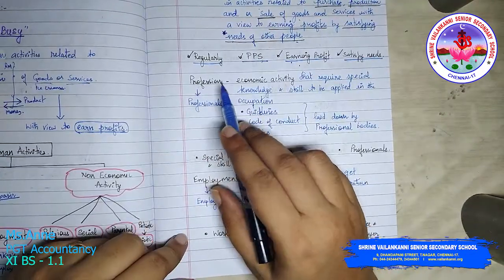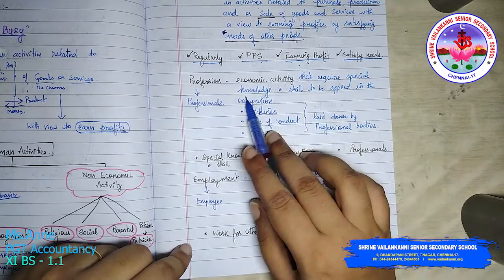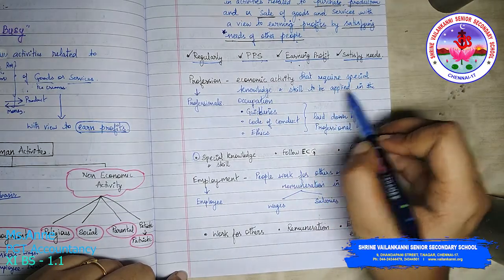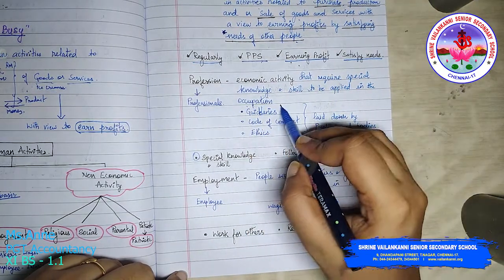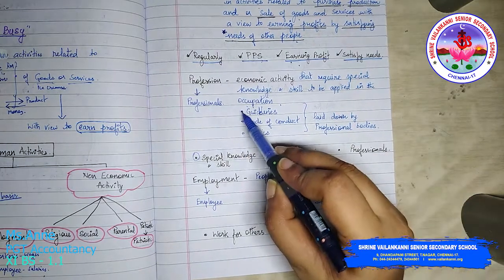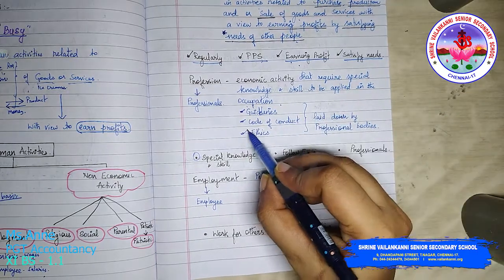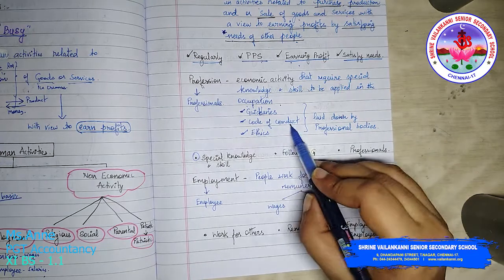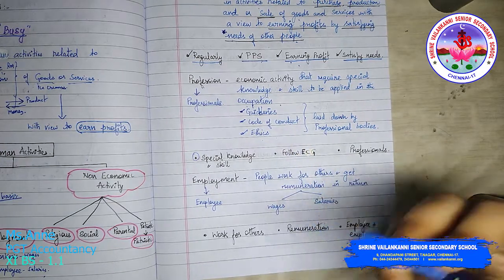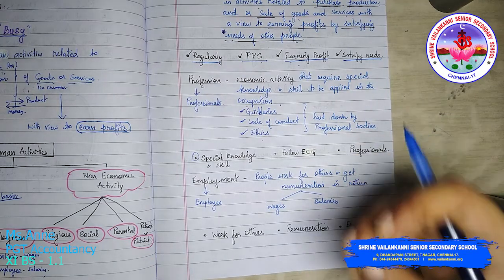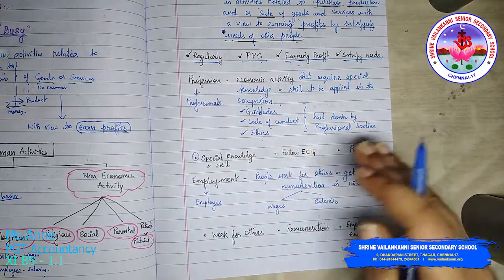Then what is a profession? Profession, as I told you, is an economic activity that requires special knowledge and skill to be applied in the occupation. So these professional people will have a separate thing called guidelines, code of conduct and ethics. Doctors will have a particular code of conduct: apart from their own personal life, whenever they see a life which is in danger, they have to save it. That is the basic ideology of any doctor.